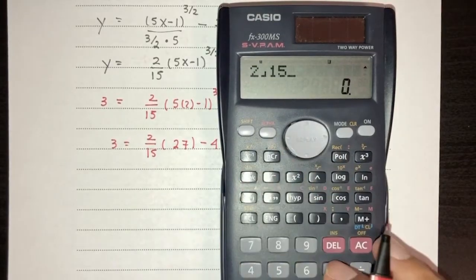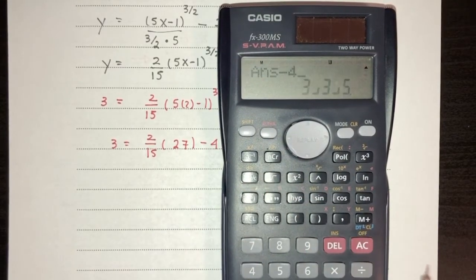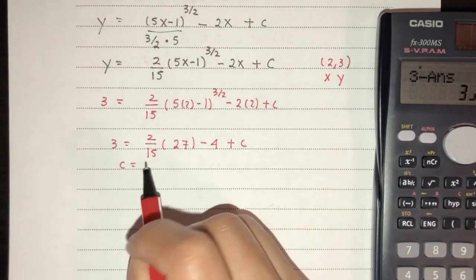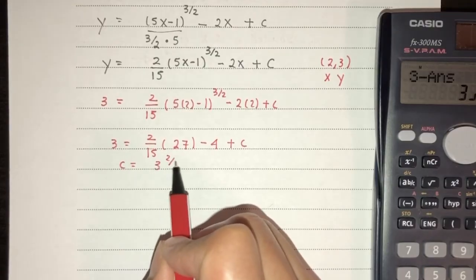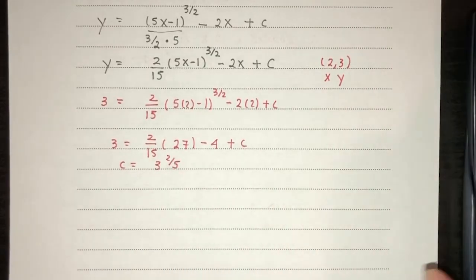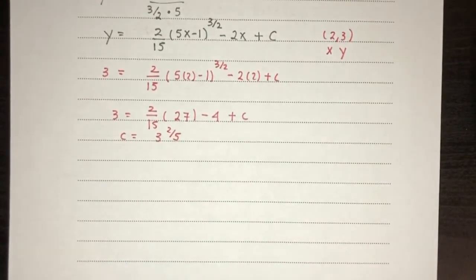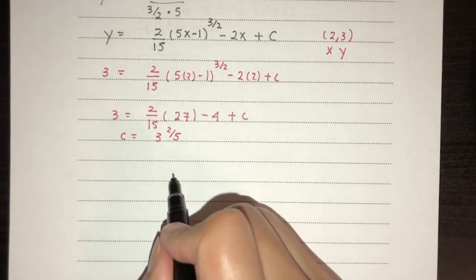2 over 15 times 27 minus 4 and 3 minus answer. That should be the value of c. So c will be 3 2/5. Okay, that will be your answer for c, which is also 3.4. So the equation of the line finally is given by this equation.